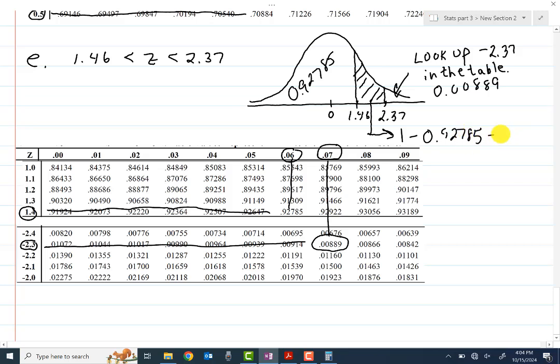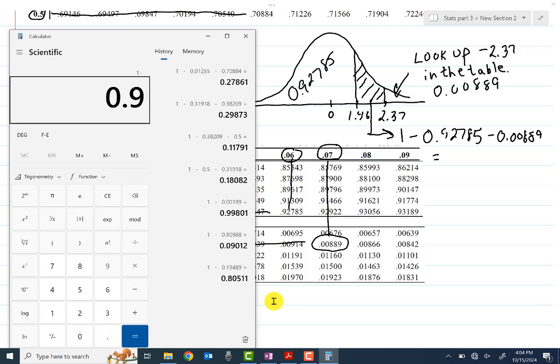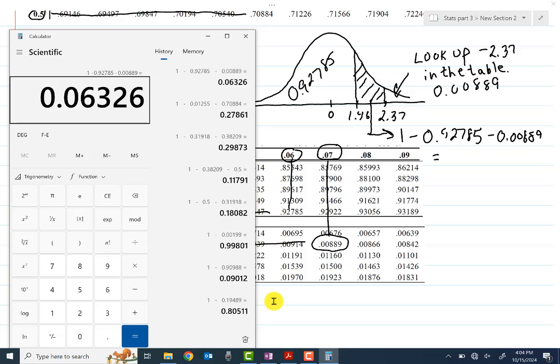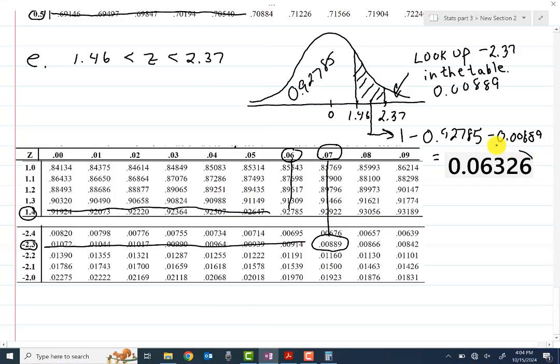And then the area in between is 1 minus 0.92785 minus 0.00889. And there's our final area. See, that little strip only had a little more than 6% of the data.